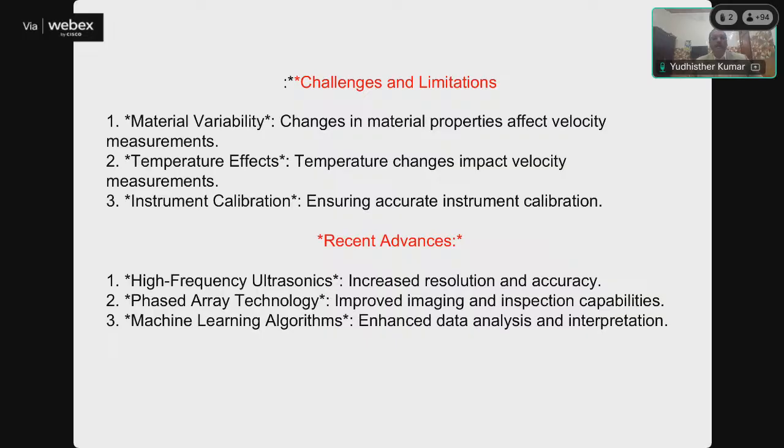Recent advances: high frequency ultrasonics, which increased resolution and accuracy in detection of the defects. Phased array technology, which improved imaging and inspection capabilities. The machine learning algorithm, which enhanced the data analysis and interpretation.